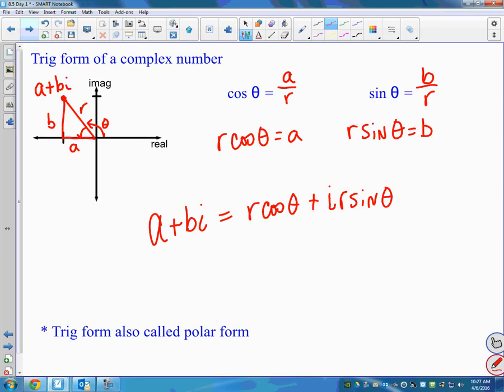You could factor an r out of that. And you could say that's cosine theta plus i sine of theta. And you might say, why in the world would I ever want to do this? There's some things that we can do and that we're going to do tomorrow with this that you'll see where this is helpful.